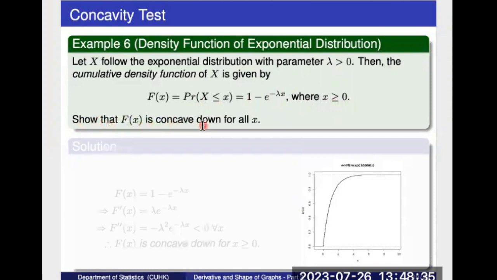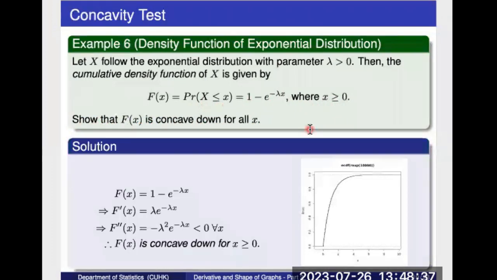We want to show that F of x is concave down for all x. To do this, we can find its second derivative and check its sign. The first derivative of F of x is lambda times e to the negative lambda times x. The second derivative of F of x is negative lambda squared times e to the negative lambda times x, which is less than 0 for all x. Therefore, F of x is concave down for all x greater than or equal to 0.